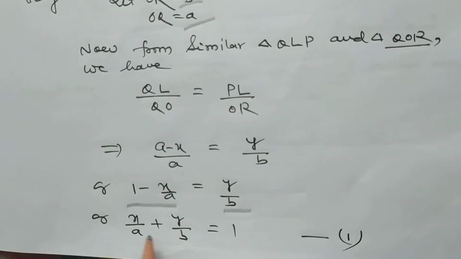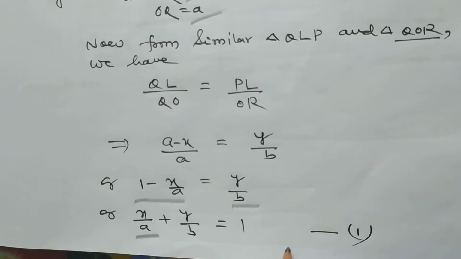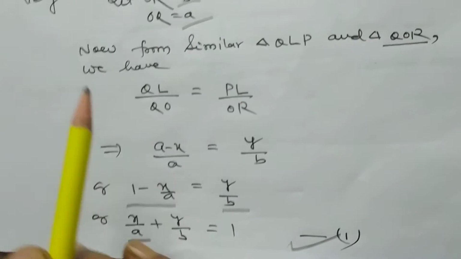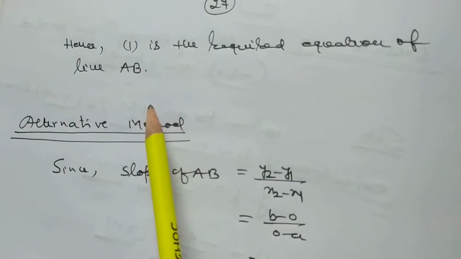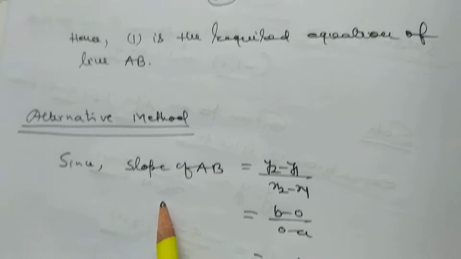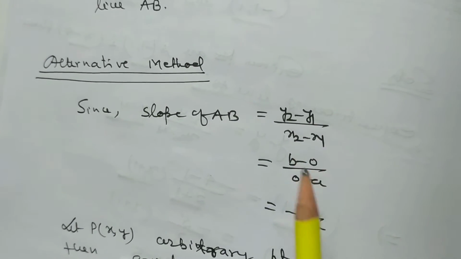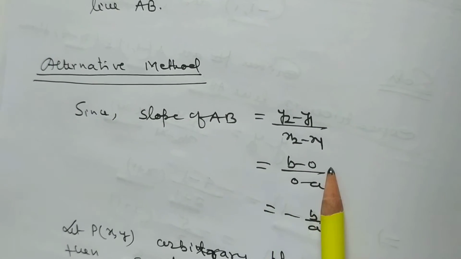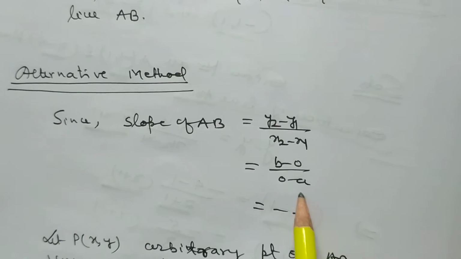So after solving we have X by A plus Y by B is equal to 1. Hence this is the required equation of line AB. Alternative method: since the slope of AB is equal to y2 minus y1 divided by x2 minus x1, that is b minus 0 by 0 minus a, that is minus b by a.